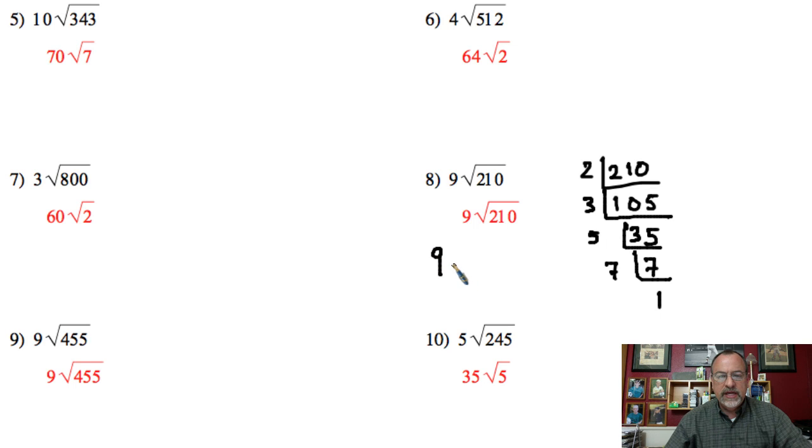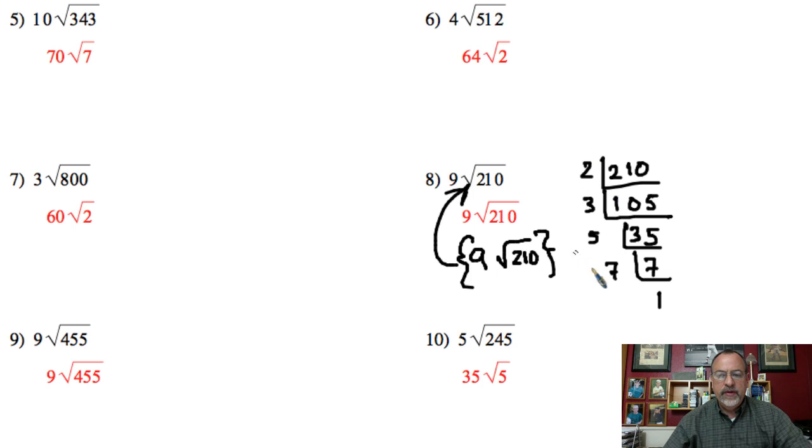So I have the number 9 on the outside. Now, I don't have 2 2s, I don't have 2 3s, I don't have 2 5s, and I don't have 2 7s. So nothing is going to simplify outside, so all of these numbers end up staying underneath the radical sign. But I don't want to leave it as 2 times 3 times 5 times 7, so what I'll need to do is to multiply those all back together. And so actually 9 square root of 210 is the simplified version of 9 square root of 210.